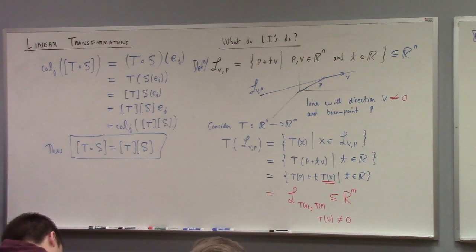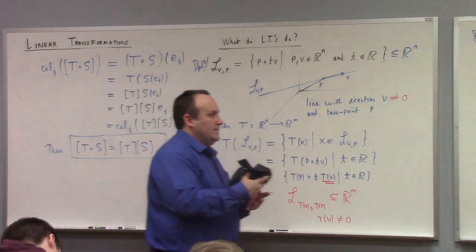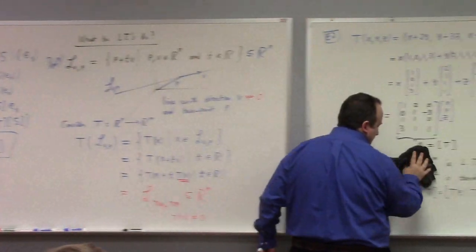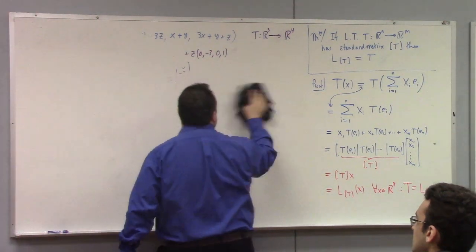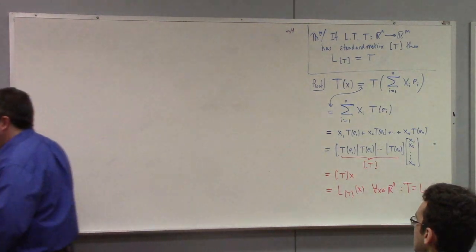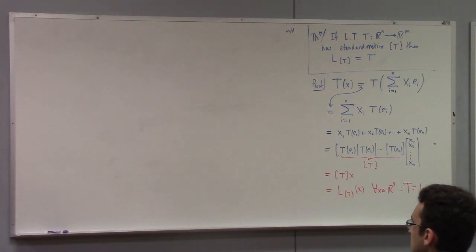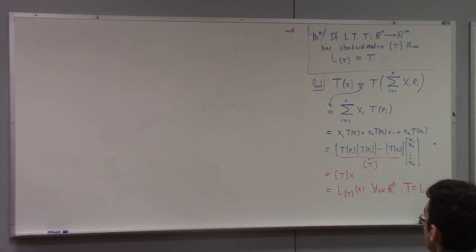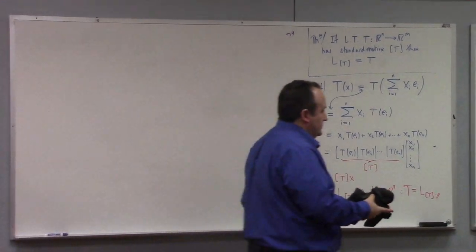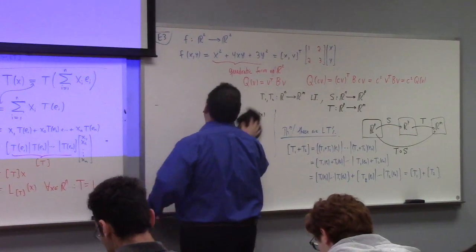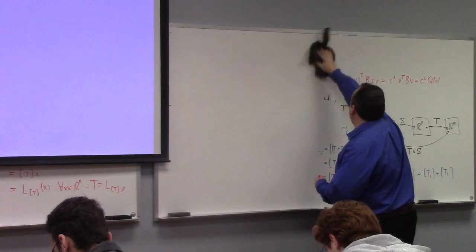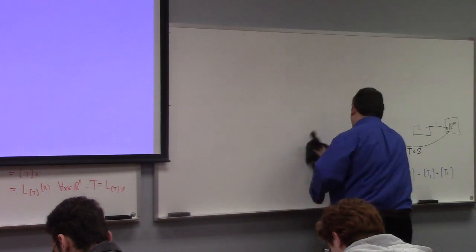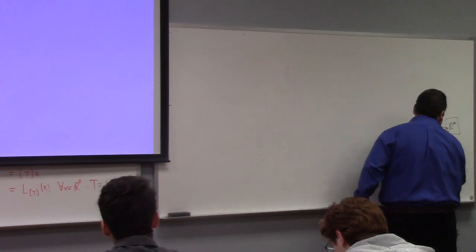You're like, you mean linear transformations can map lines to points or points to lines? Well, we can't map a point to a line, but we can map a line to a point. Example, well, here, I'm going to put this down here. So probably one of the most important examples of linear transformations are the projections.